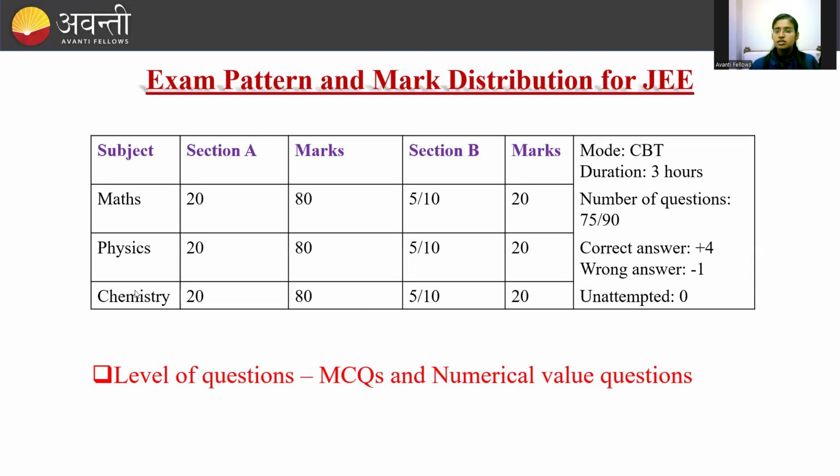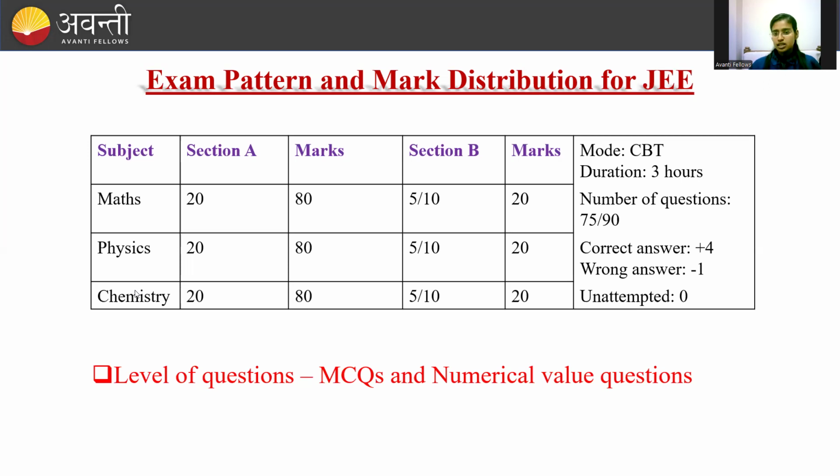So now moving on to the first thing, which is the exam pattern and mark distribution for JEE. All of you might be aware of this, right? We have three subjects: maths, physics and chemistry. It consists of section A and B. In section A, we have 20 questions and it comprises 80 marks. And in section B, we will have 10 in each subject, and out of 10 you have to attempt 5.